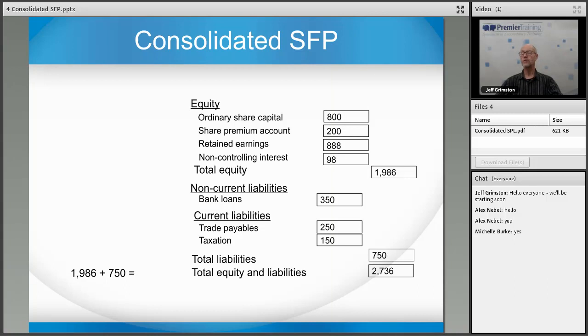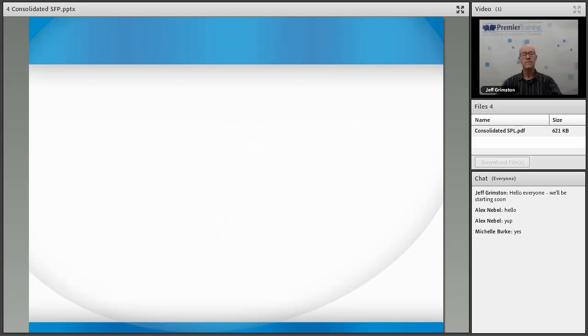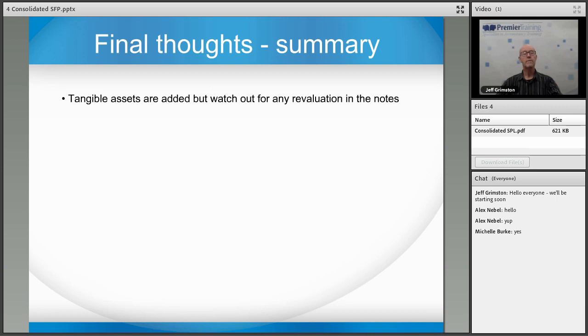Now, hopefully what's come across so far is that no one single working was that complicated. What you have to know is what to include, what to miss out, and which items to adjust. I've got just a few thoughts to round off with. Tangible assets, you just add them up. Just watch out for a revaluation if there is one. Other than that, it's very straightforward. I recall that well as being the only bit I could ever do when I first met these. The rest of it, but the tangible assets, they were okay.